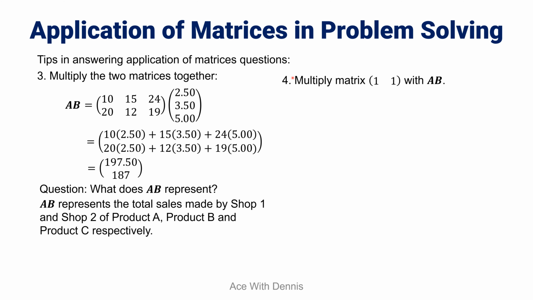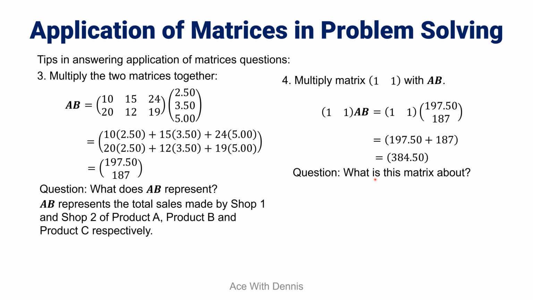Okay, so the next tip, tip number 4: sometimes you have to multiply matrix 1, 1 with AB. Alright, so this is how it looks like. We multiply matrix 1, 1 with AB. So it will be matrix 1, 1 times matrix 197.5, 187. When you multiply these two matrices together, you actually add these two numbers together. 197.5 plus 187, which is 384.5.